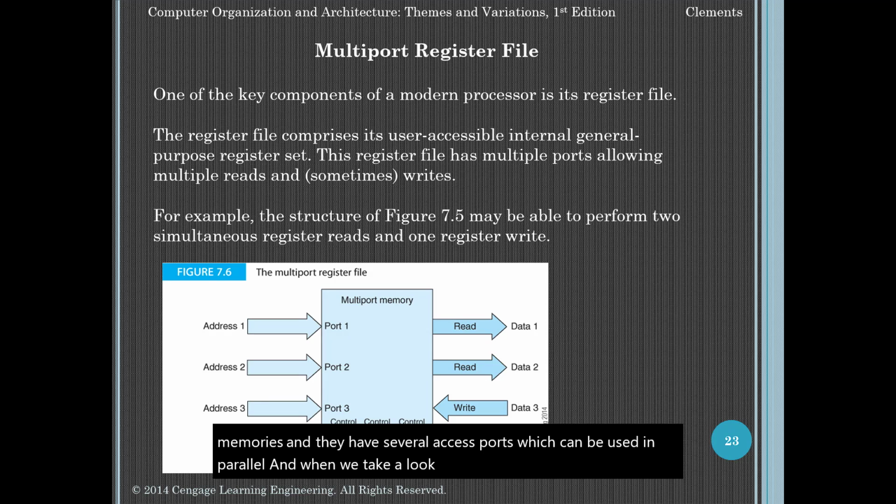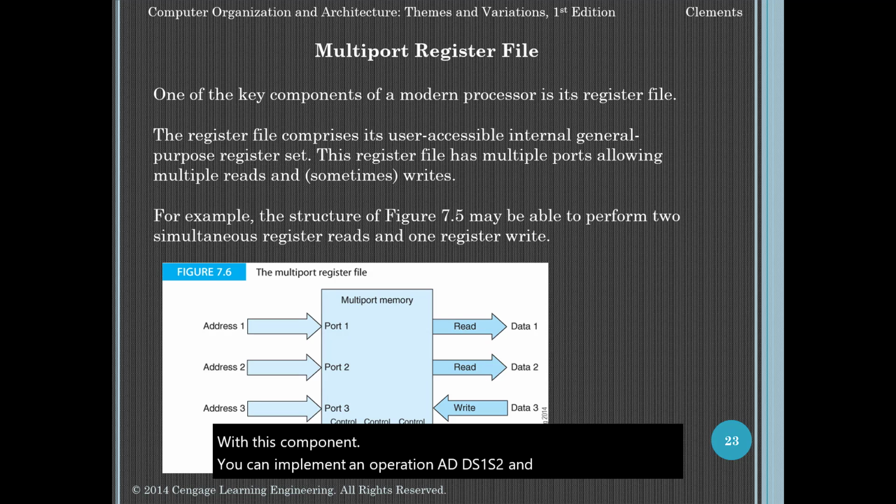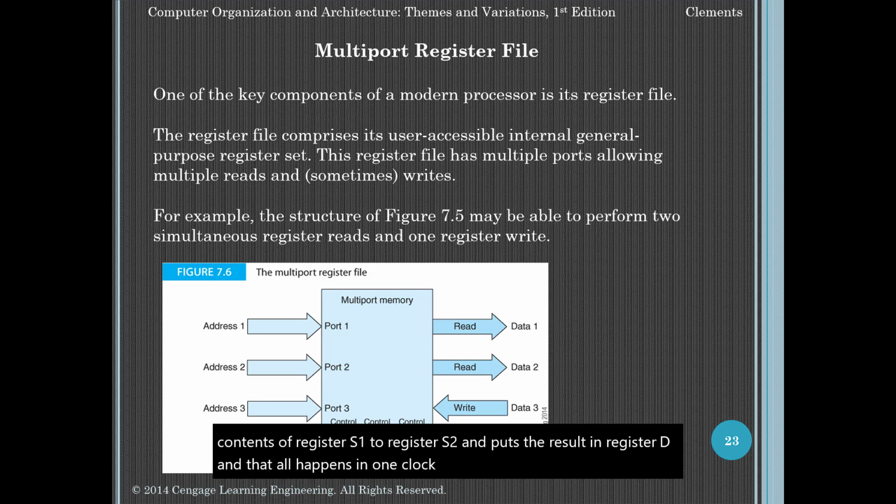And when we take a look at this figure, we can see that we have 3 address ports, which means that 3 registers can be addressed at the same time, and you can read 2 source registers simultaneously and write to the destination register. So with such a memory, you can implement an operation like add D S1 S2, and that adds the contents of register S1 to register S2 and puts the result in register D, and that all happens in one clock cycle.